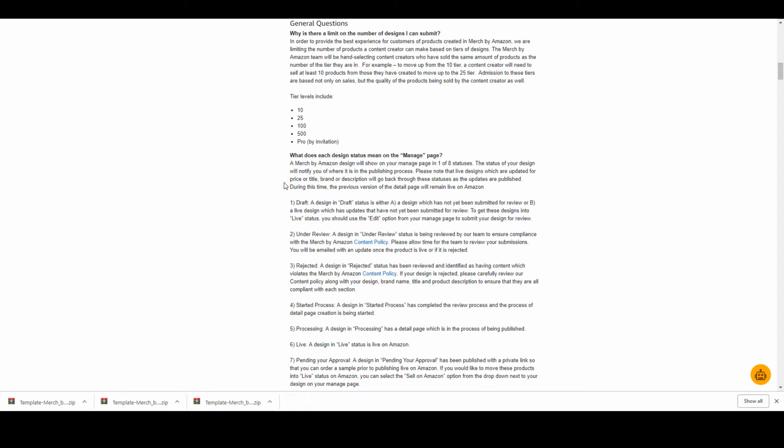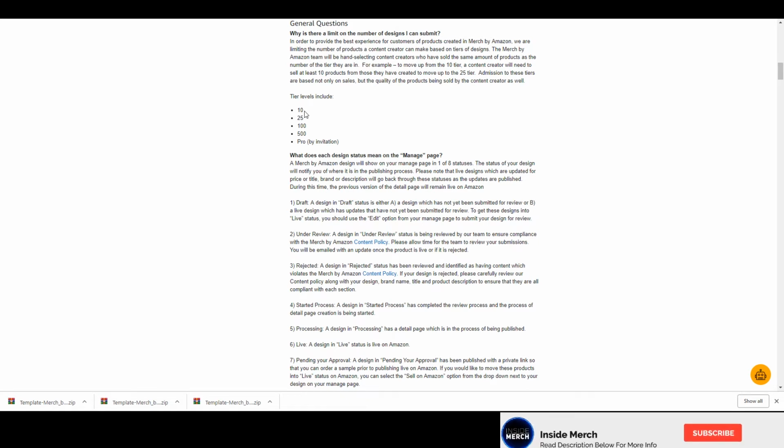So when you first create your account, you're going to be at tier level 10. At tier level 10, it means that you can upload 2 designs and you have a maximum of 10 designs on your account. As you start to sell more designs on your account, your account will naturally just start to automatically tier up to the following tiers.